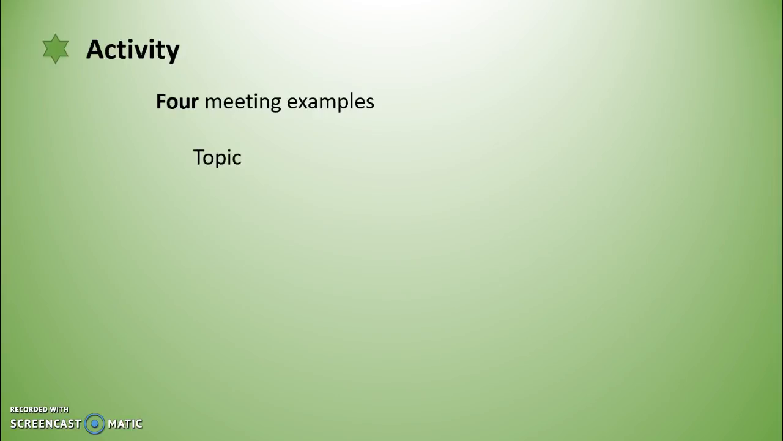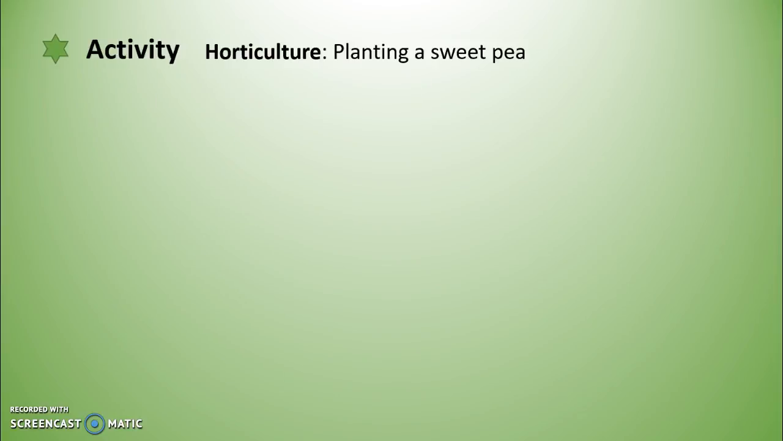I'm going to give you 4 meeting examples. We're going to talk about the topic, the activity, how it's hands-on, and how it is fun. So the first activity we're going to talk about is if you wanted to do a meeting and talk about horticulture and planting a sweet pea.